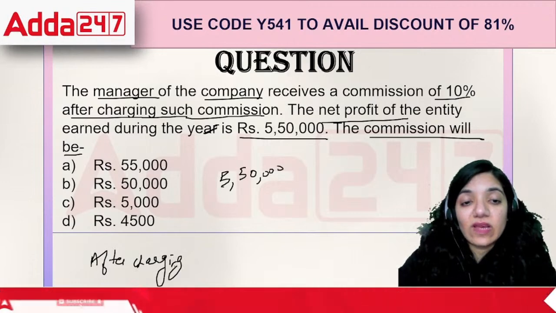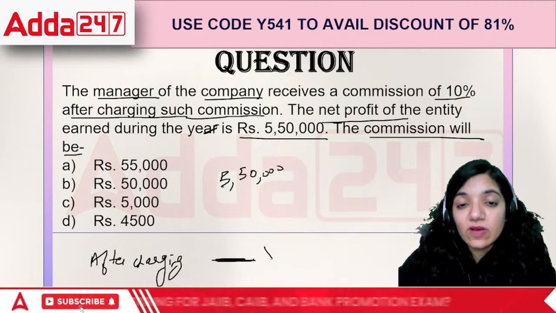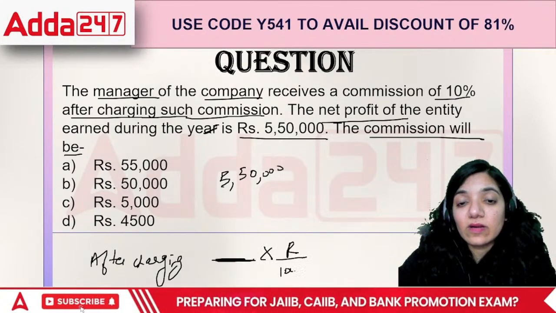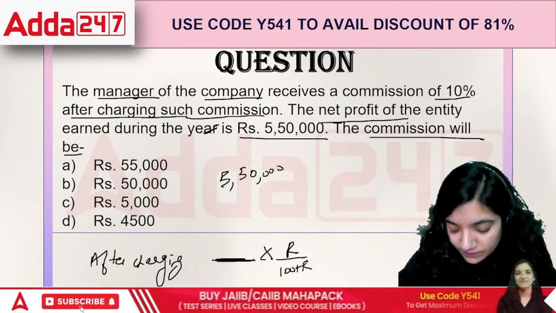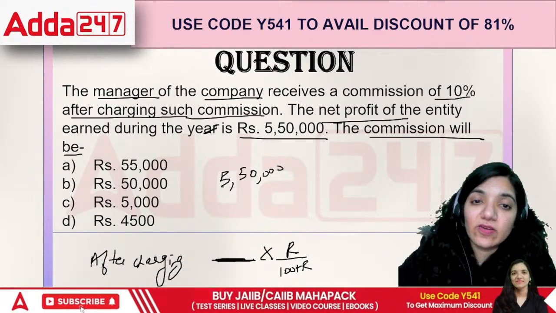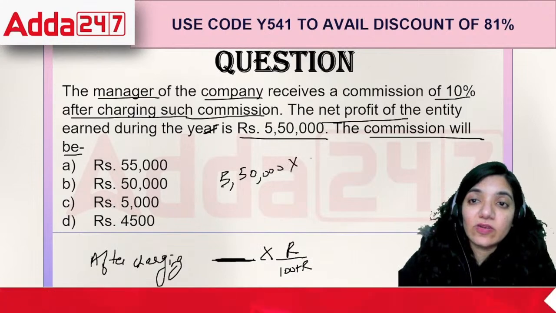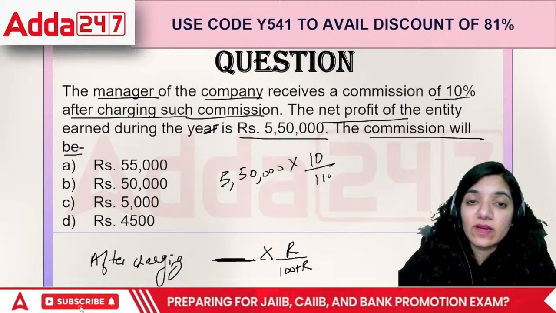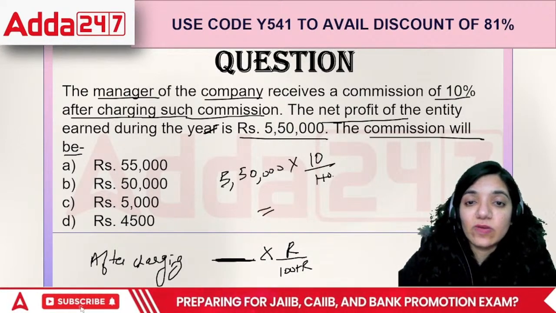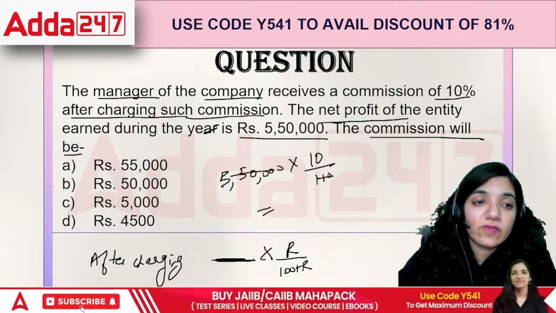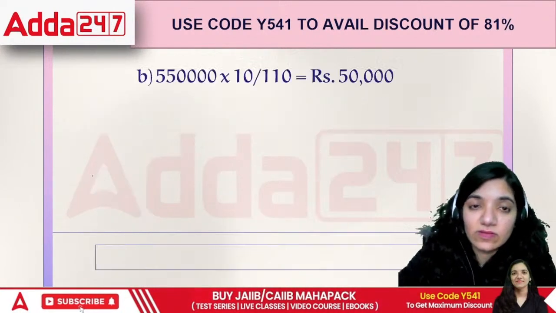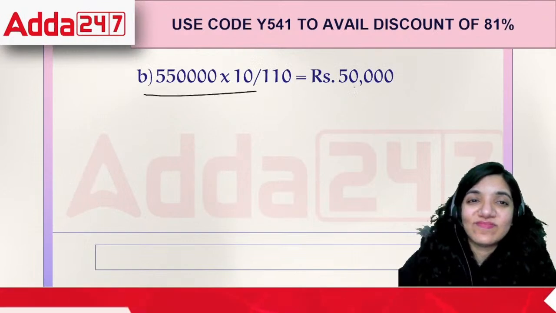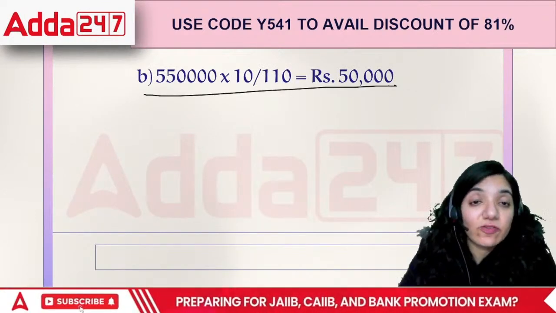the best way to write it is to take the profit multiplied by rate upon 100 plus rate. So that's the way we can record it. That is 5,50,000 into rate, which is 10 upon 110. So in this case, the value will come out to be 50,000. That's the answer. Such kind of questions can be asked.